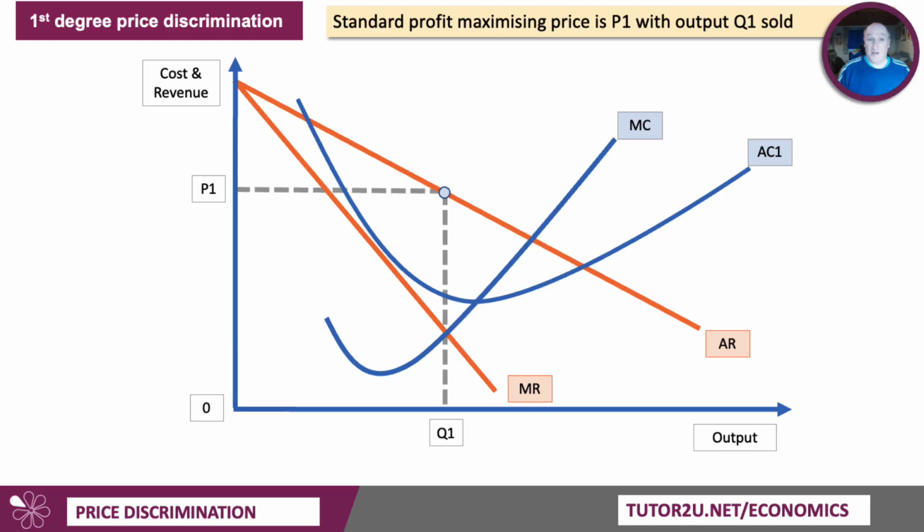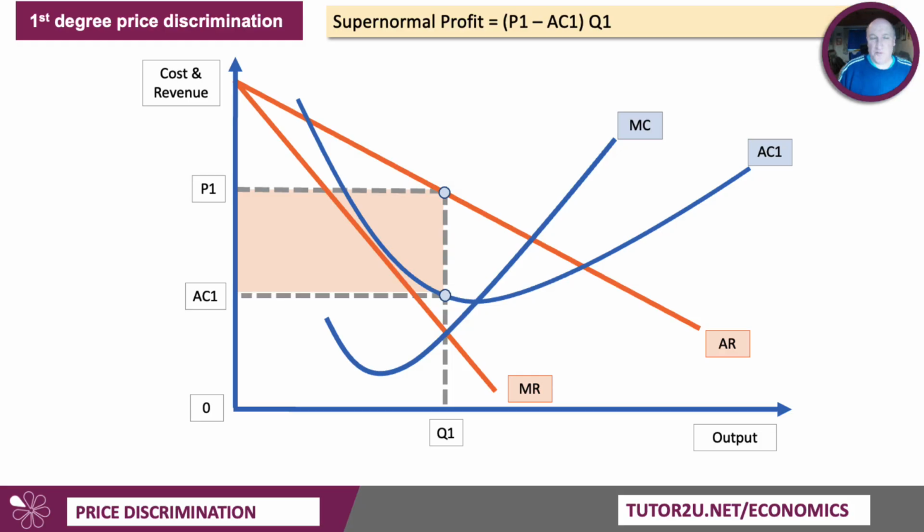And so a monopolist here could just charge a single price of P1 with output Q1. There's the unit cost of producing that output. So price is above average cost, so the profit is shown there by the shaded area. In the exam, by the way, label rather than shade. But just for the purpose of this video, I've shaded the profit maximizing output, price, cost, and supernormal profit.